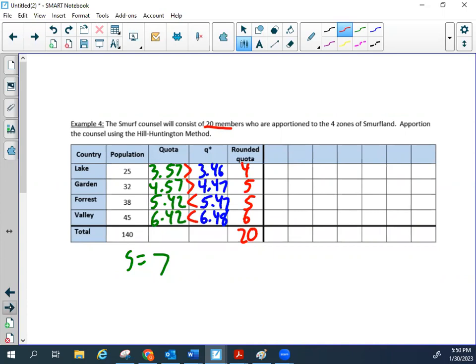So that is it for the Huntington method of rounding. That's our 4th and final method. We have one more thing that can be added on to the end of any method, which will be our final video of the chapter.